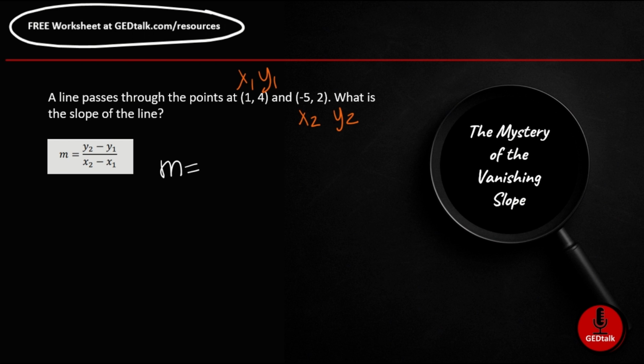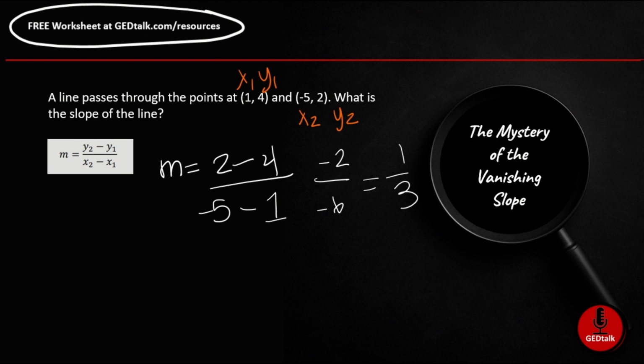So I have m equals y2, which is 2, minus y1, which is 4, over x2, -5, minus x1, which is going to be 1. 2 minus 4 is going to give me -2 over, and -5 minus 1 is going to give me -6. And I now know that, hey, 2 over 6, I can simplify this fraction. So -2 over -6 is actually going to then give me 1/3. And if you need your calculator, folks, please make sure to pull up your calculator and then type in -2 divided by -6, hit enter, and you'll get 1/3.